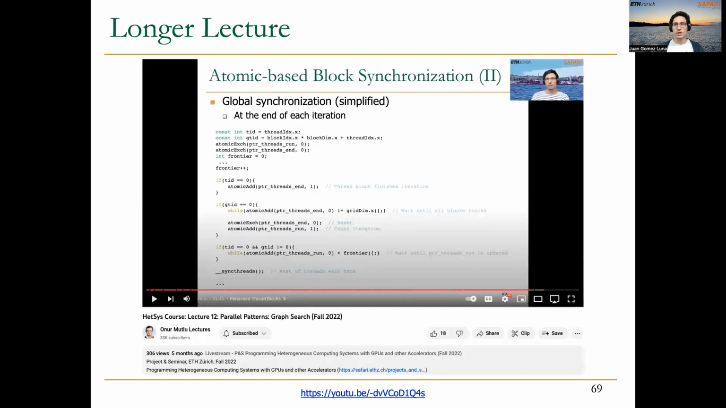In the longer lecture, as I said, we explain a way of doing this global synchronization. This is just one way of doing so. There might be other different ways, but with similar spirit. There is also a minor bug in this code. There is a thread fence that is needed here, but it's removed for simplicity. But if you're going to use it, please keep that in mind.